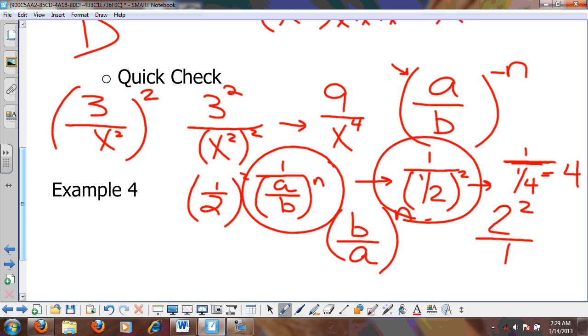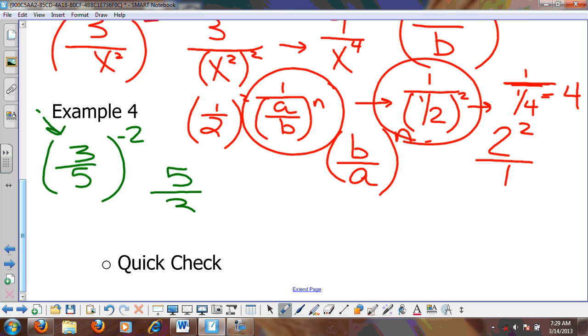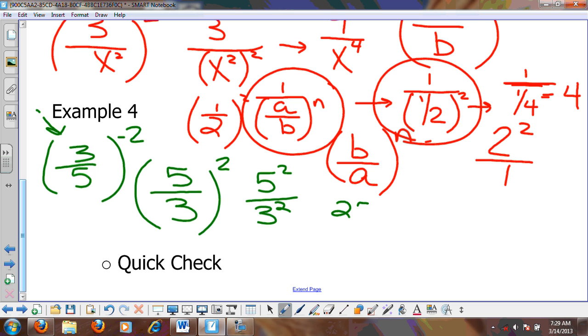All right, example 4, simplifying exponential expressions. Okay, we're going to start with 3/5 to the negative second power. Well, since it's a negative power, what happens to my base? It becomes the reciprocal. So it becomes 5/3 to the second power, which then means I take 5 squared over 3 squared, which becomes 25 over 9.